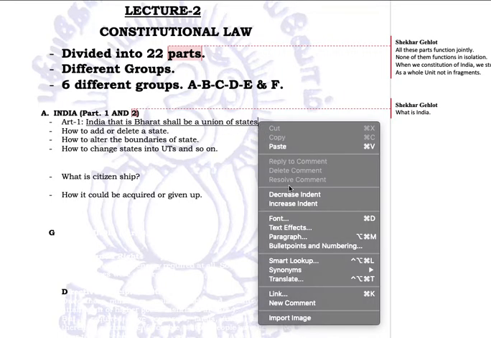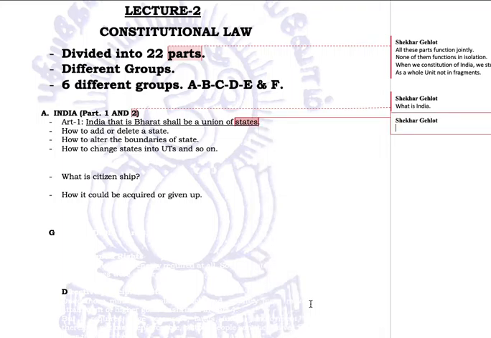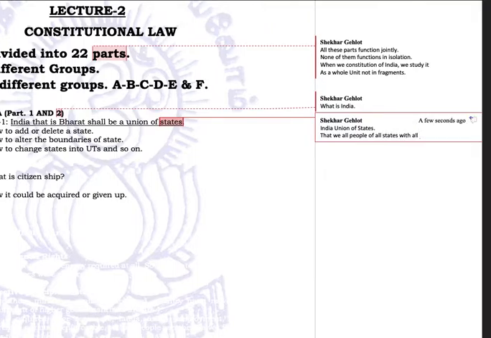So now what do we know about India? That India is a union of states. It gives a clear picture of India as a whole country, that we all people of all states, with all our disparities, come together to make this country.